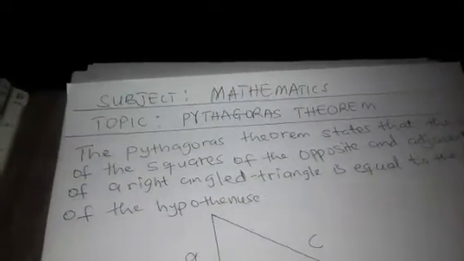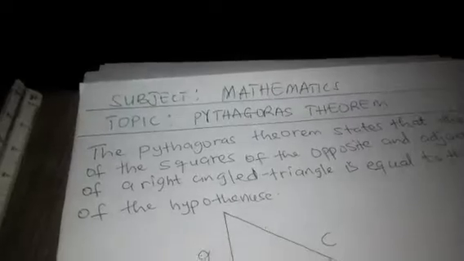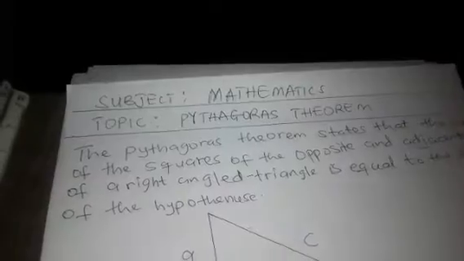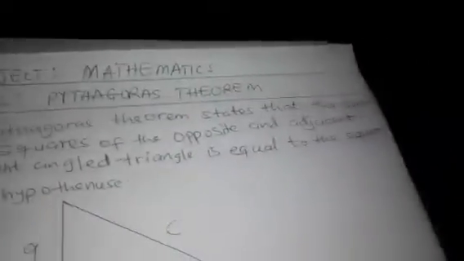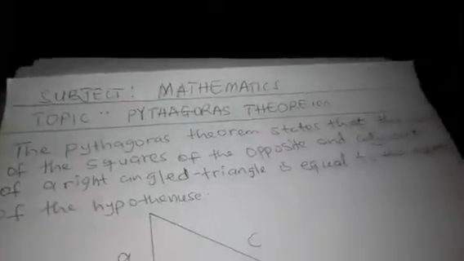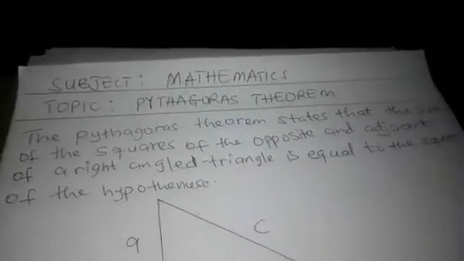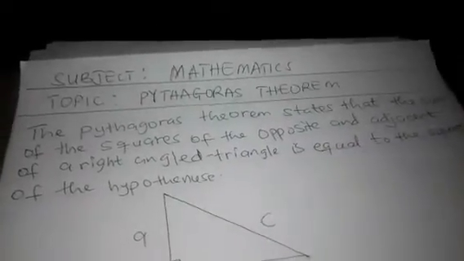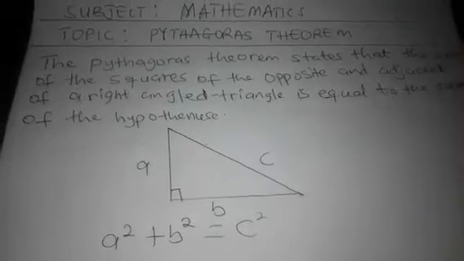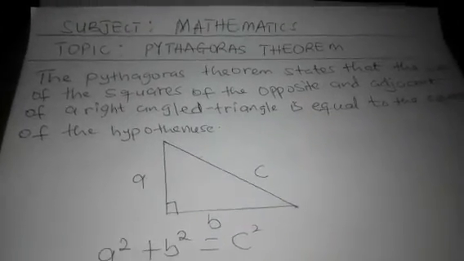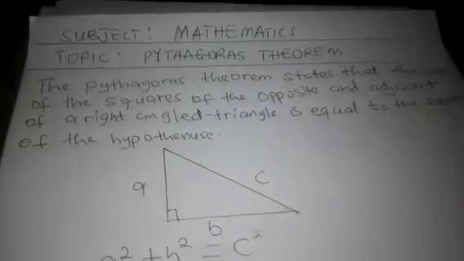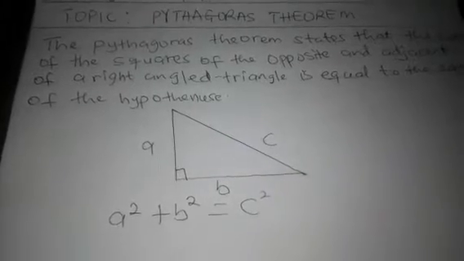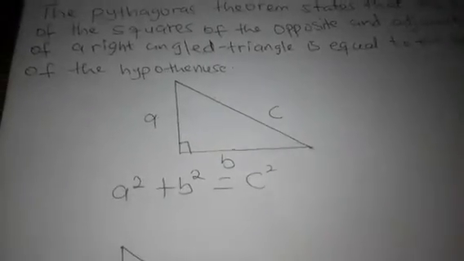In our previous lesson, we learnt about the Pythagoras Theorem, meaning that we are going to learn more about the Pythagoras Theorem. We learned that it states that the sum of the squares of the opposite and the adjacent of a right-angled triangle is equal to the square of the hypotenuse. Thus, we have a diagram here. A, B, and C are used to represent the adjacent, the opposite, and the hypotenuse of a right-angled triangle. Thus, we have a squared plus b squared is equal to c squared.